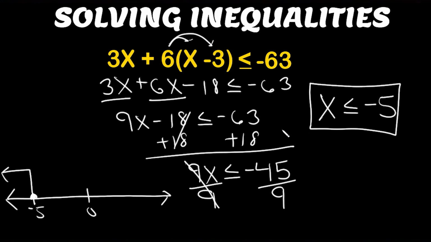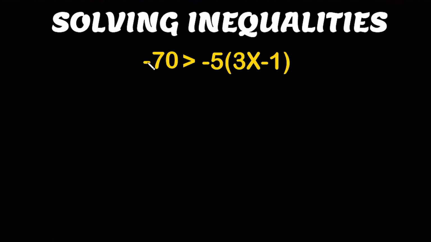All right, let's try one more example. Okay, so here's my last example. And on this one here, there's a couple of things you could do. You could take the negative 5 and go ahead and distribute. That's totally fine. So if you want to distribute here, you can do that. But for this one here, it makes sense to divide everything by negative 5 because I'm not going to end up with a fraction if I do that.